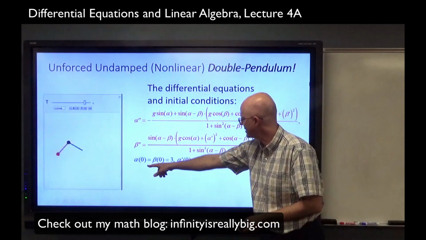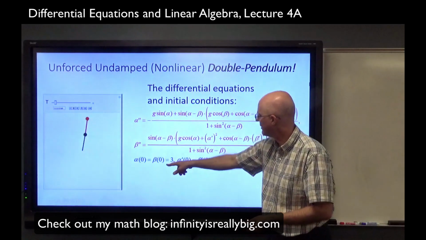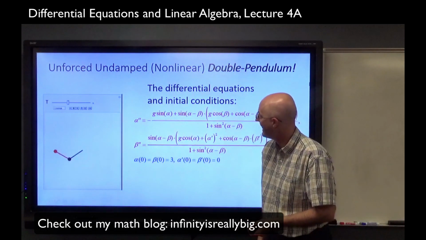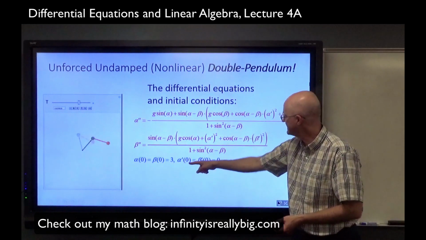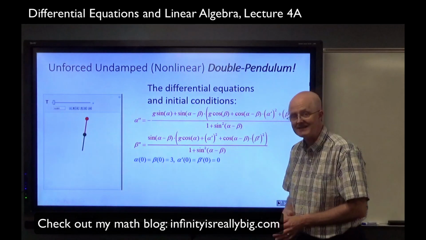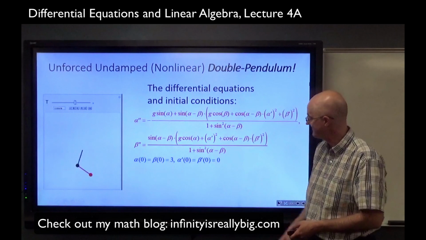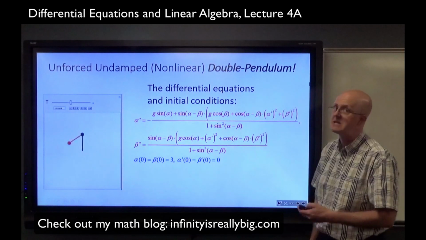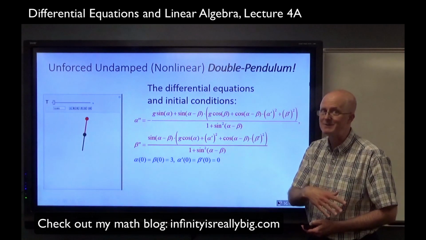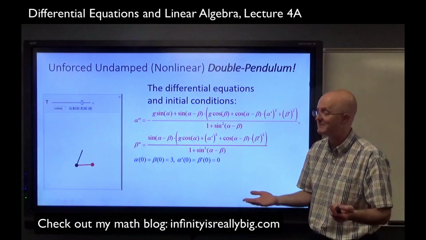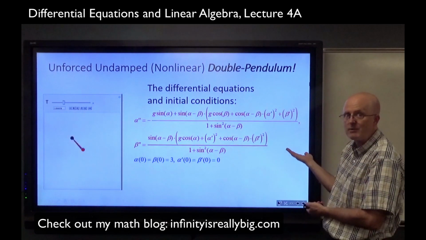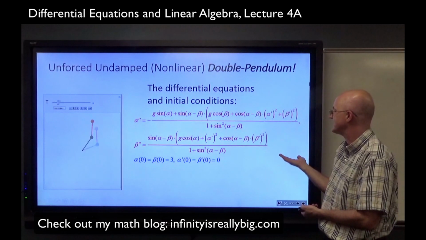We again have initial conditions. Alpha of 0 and beta of 0 are both 3, right there, close to pi, radians. And we have 0 initial angular velocity for both of them. We're letting them go from rest. Is it possible to solve this? No. We looked at simpler examples in lectures 2 and 3, and it wasn't possible to solve them then. Definitely with a more complicated system like this, it's not possible to solve.